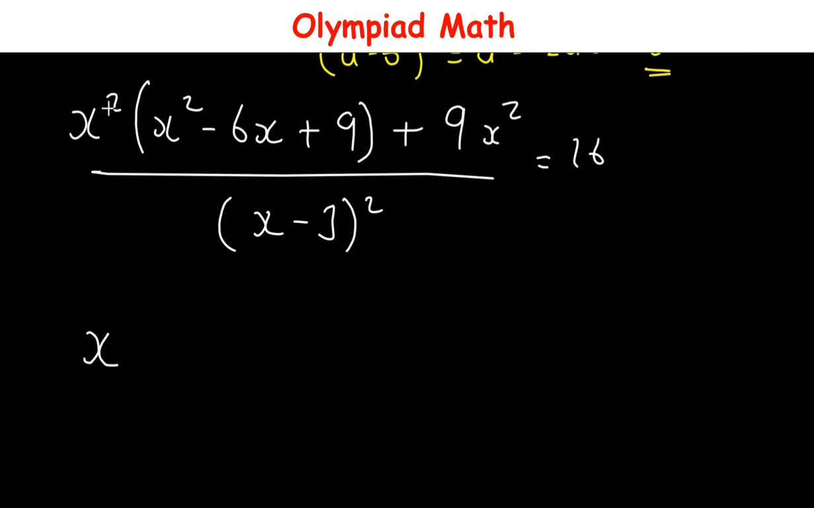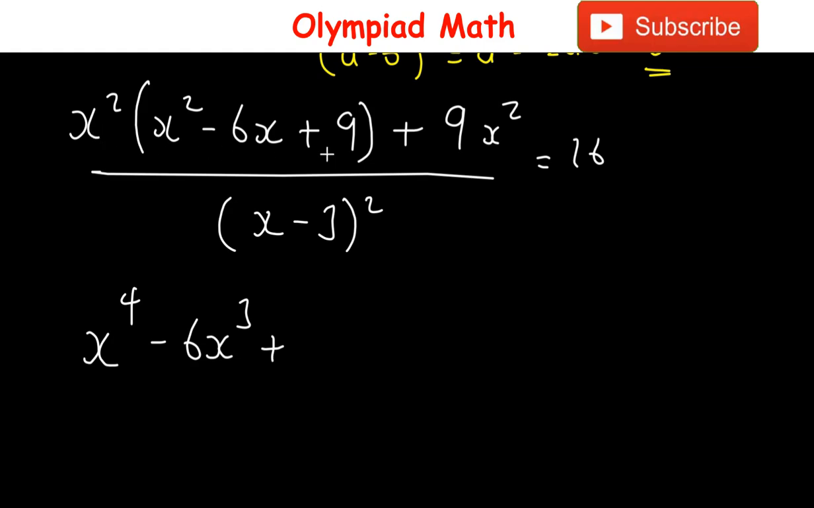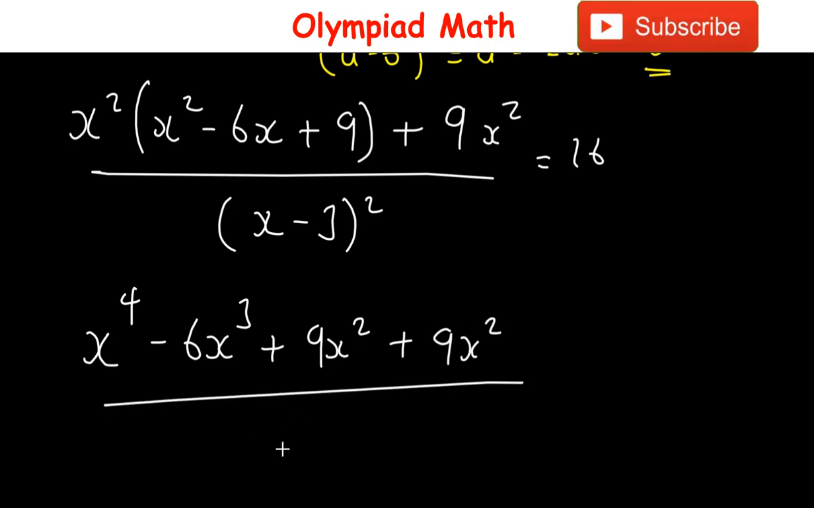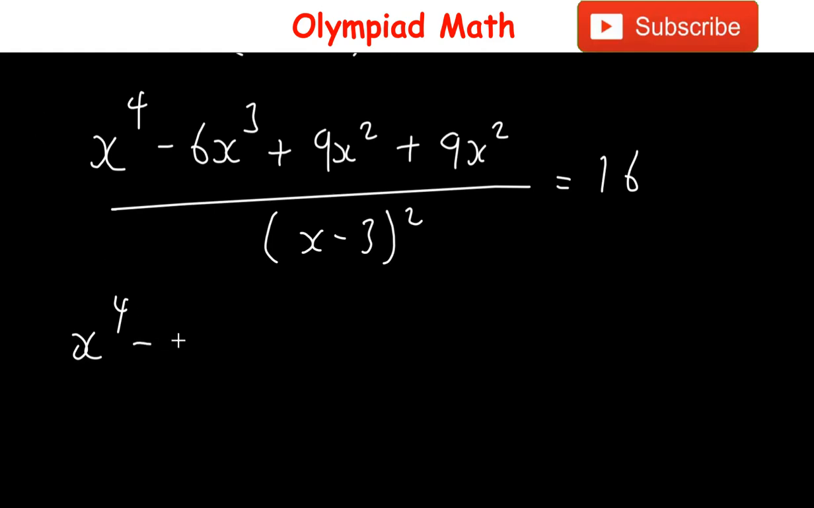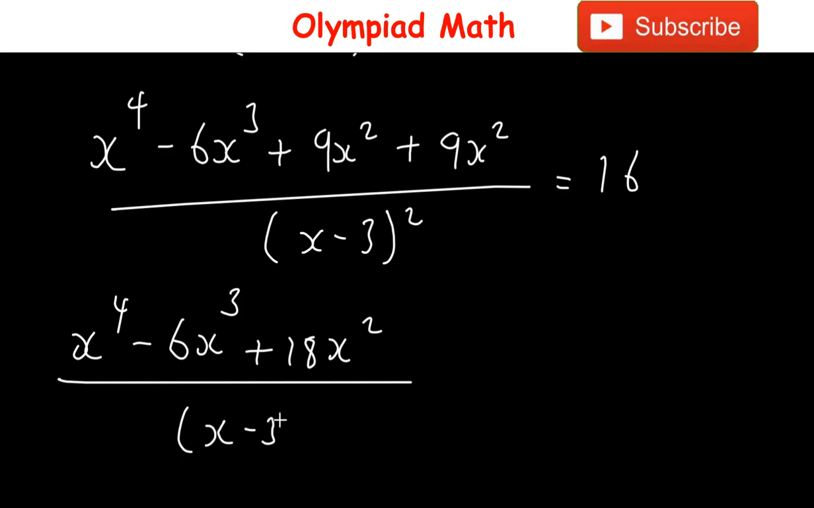We have x squared times x squared, x raised to power 4. Then x squared times minus 6x, minus 6x cubed. Then plus x squared times 9, 9x squared, plus 9x squared, all divided by in bracket x minus 3 all raised to power 2, and this equals 16. So with this, we have x raised to power 4 minus 6x raised to power 3, 9x squared plus 9x squared equals plus 18x squared, then all divided by in bracket x minus 3 all raised to power 2, and this equals 16.